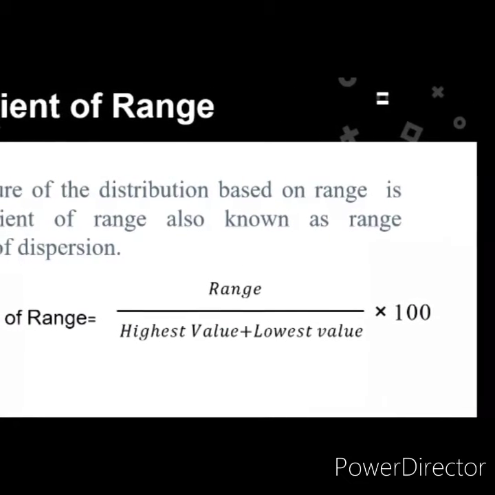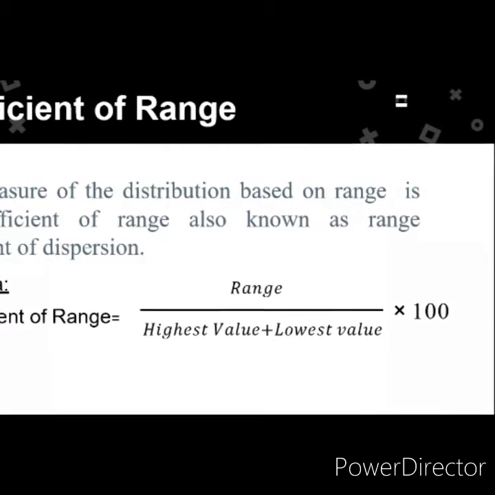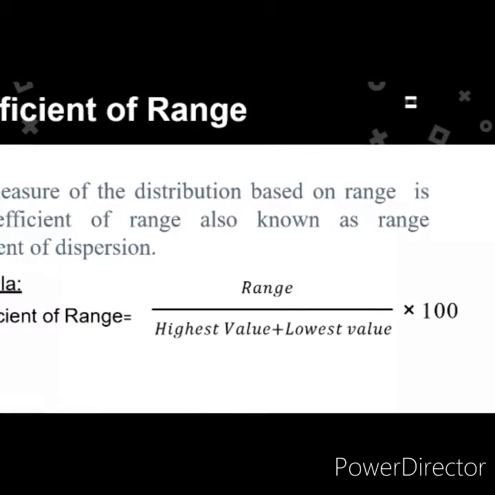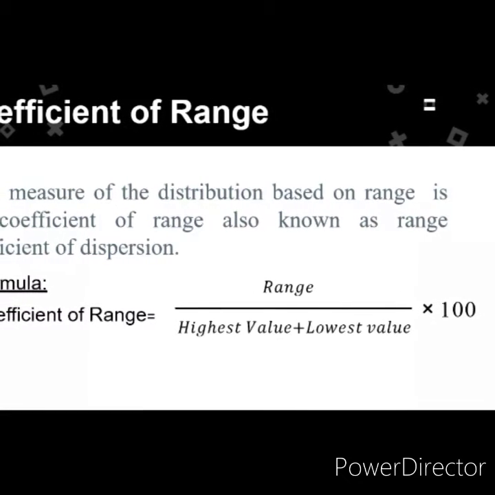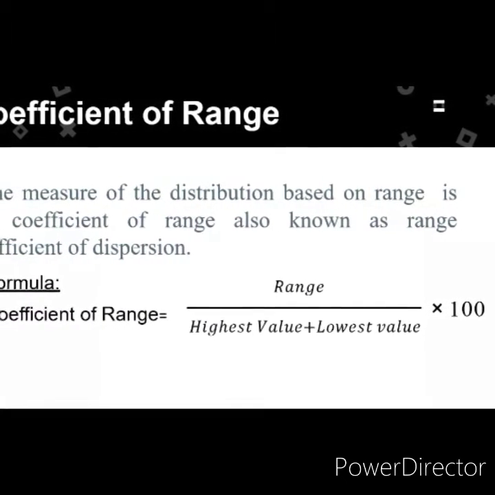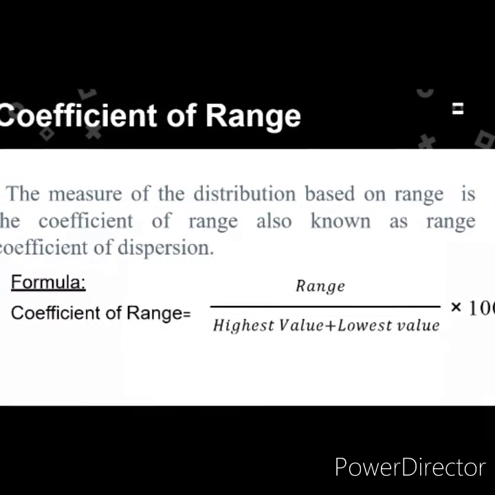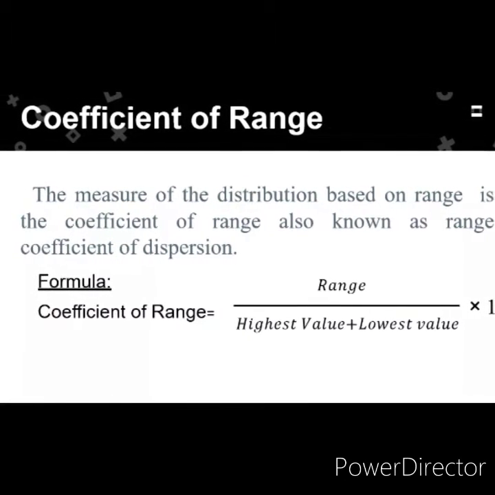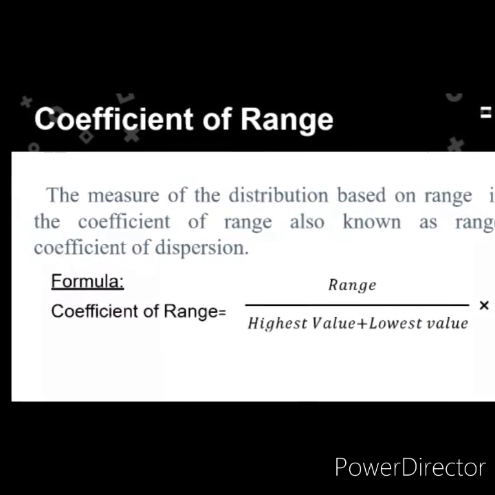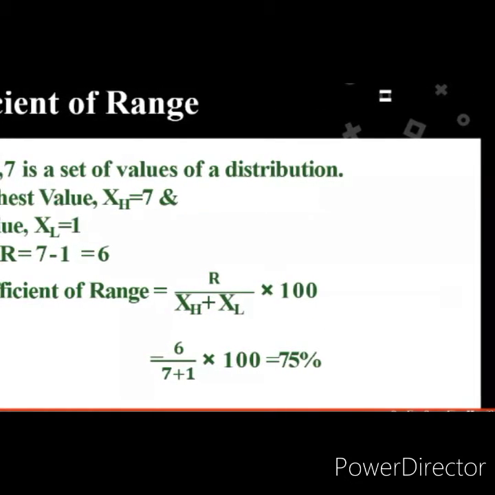Okay, let's start with the coefficient of range. So what is the coefficient of range? The measure of the distribution based on range is the coefficient of range, also known as the range coefficient of dispersion. For its formula, we have coefficient of range equals range over the highest value plus the lowest value, times 100. So we have here an example.